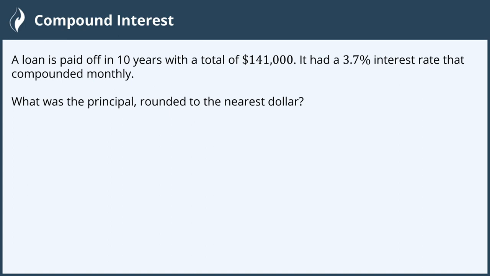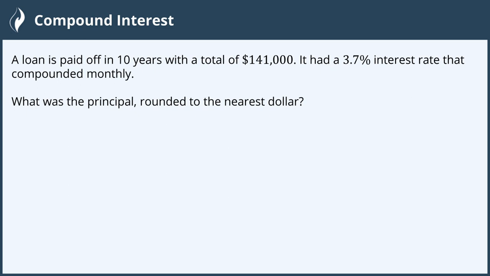Hi everyone, in this video we will calculate compound interest. A loan is paid off in 10 years with a total of $141,000. It had a 3.7% interest rate that compounded monthly. What was the principal rounded to the nearest dollar?